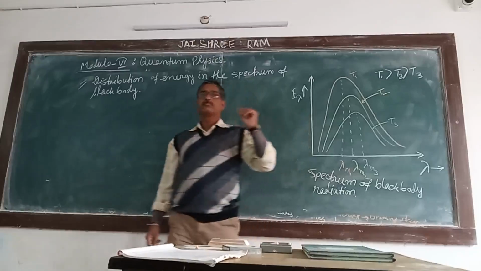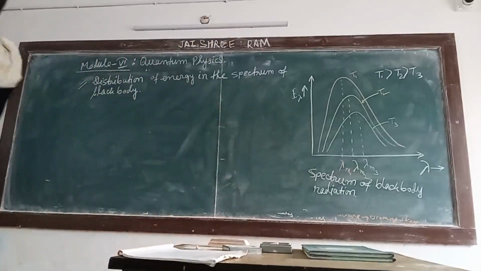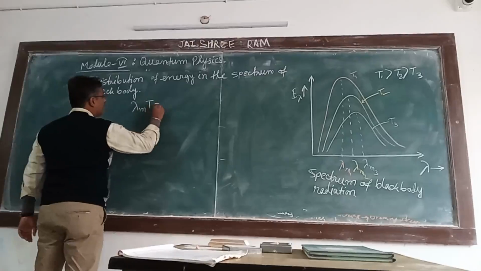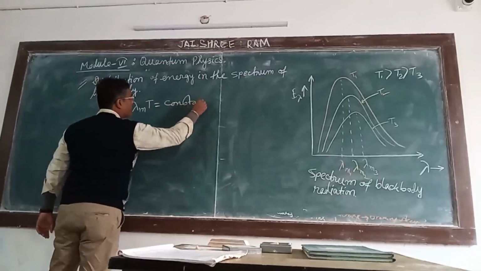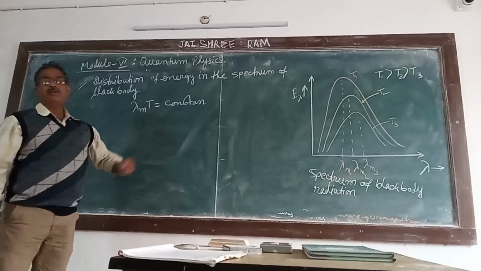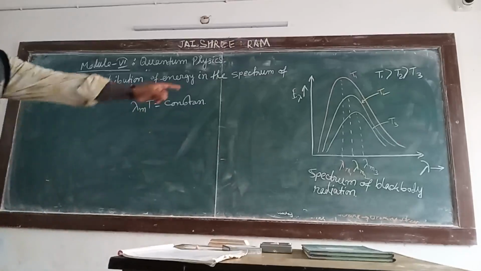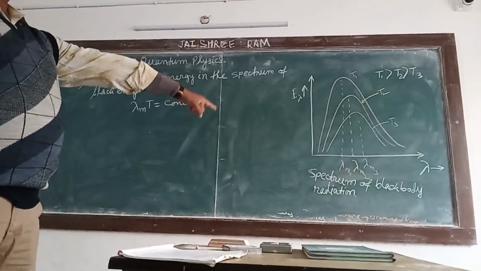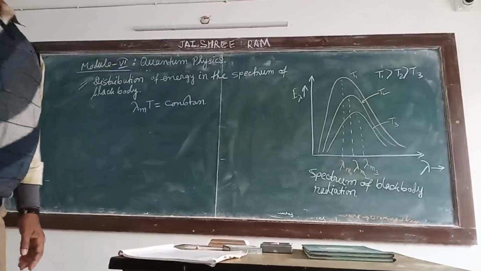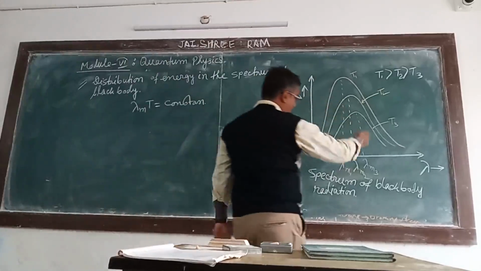Why? That is the Wien's displacement law. Lambda m into T equals a constant. Lambda is inversely proportional to temperature, such that lambda m1 T1 equals lambda m2 T2 equals lambda m3 T3. Okay, that is why as the temperature increases, lambda m decreases.